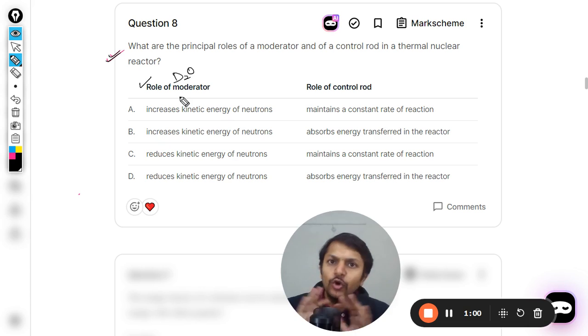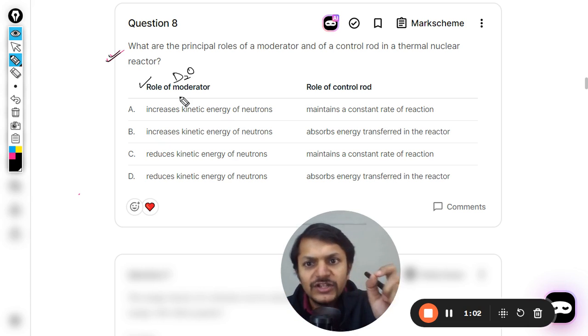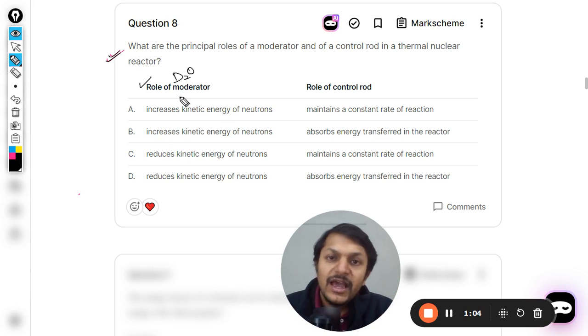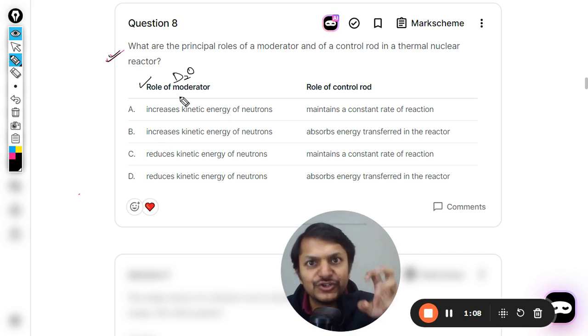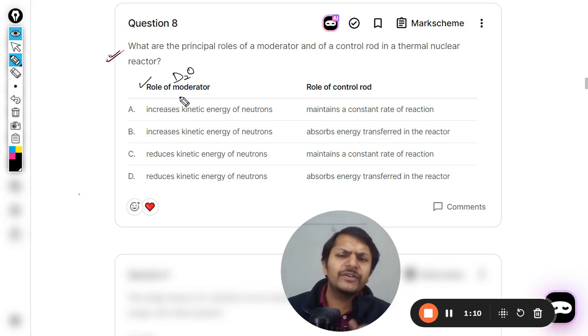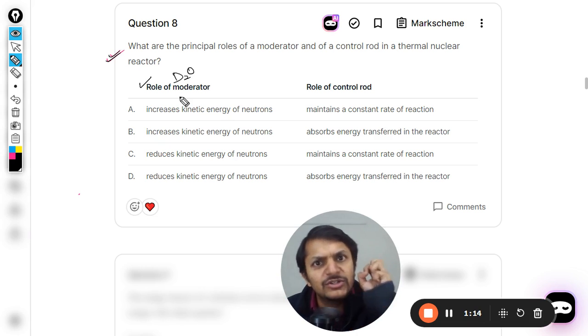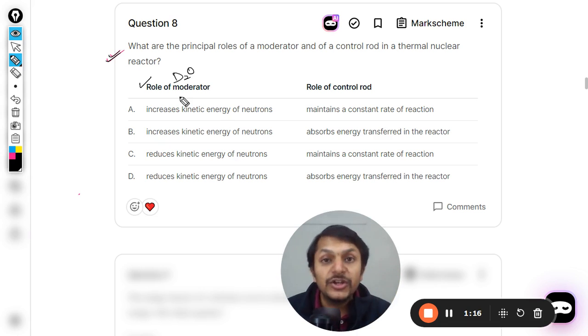First of all, there is no reaction taking place. The neutron is moving at a very fast speed, but the neutron cannot be seized, cannot be captured by the uranium if it is moving at a very fast speed, because the neutron just bounces back and the uranium is not able to capture the neutron.